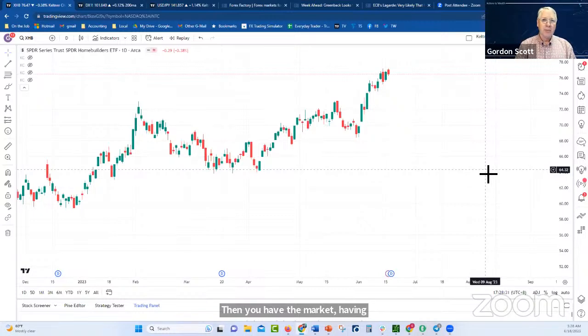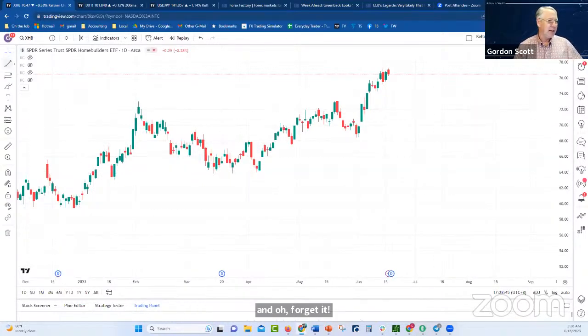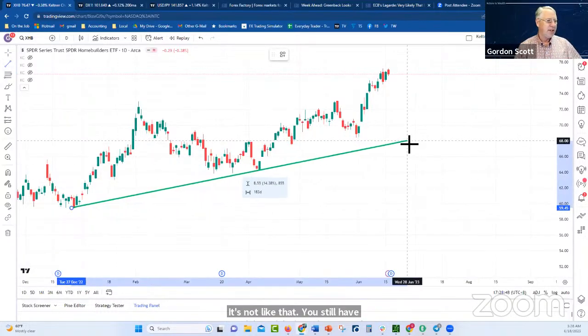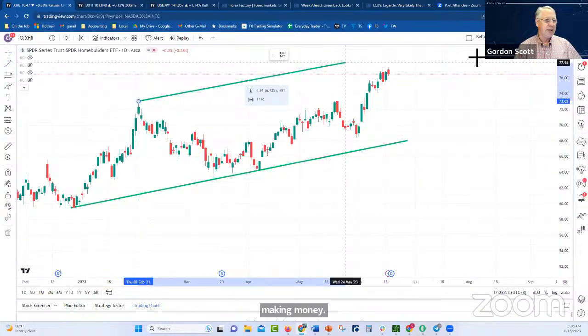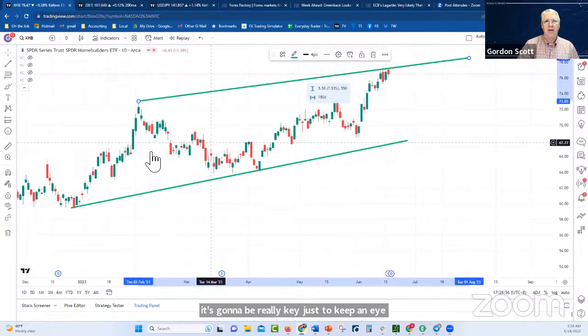But unlike what a lot of people have predicted, the bottom hasn't fallen out. And it's not like people are heading for the hills, saying, oh, forget it, I'm not going to invest in real estate anymore. It's not like that. You still have a lot of companies making money. You still have this stock trending higher. And I think it's going to be really key to keep an eye on the trend of this stock.